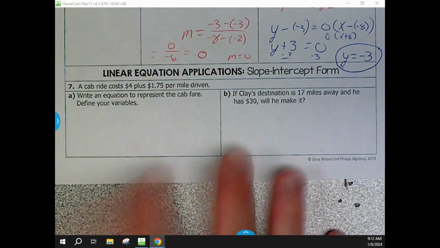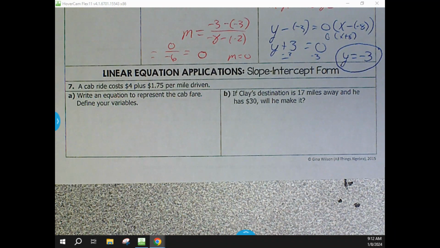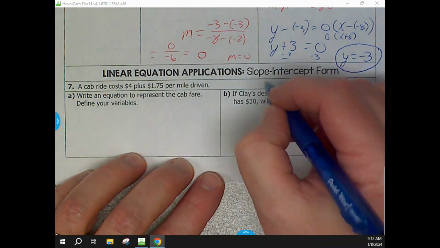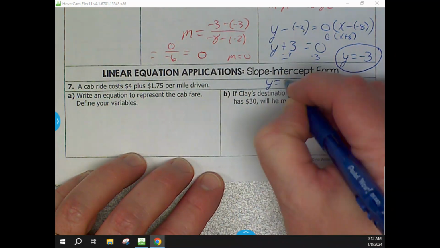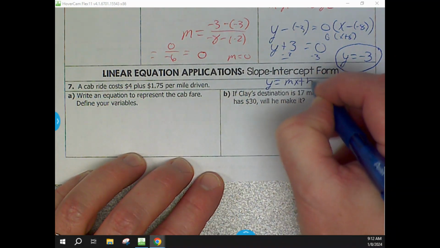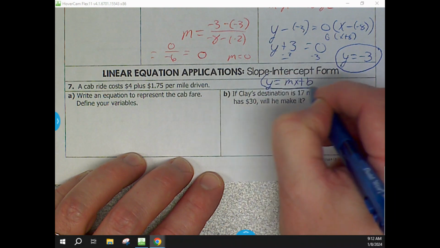Okay, and the last two at the bottom. Got to throw in a couple word questions here. Okay, it says the cab ride cost. We're doing slope intercept form on this one. For slope intercept form, that's y equals mx plus b.